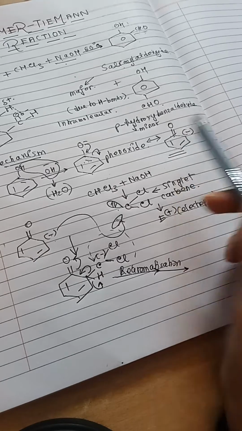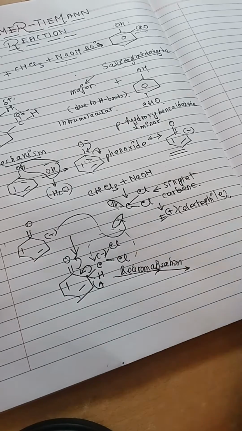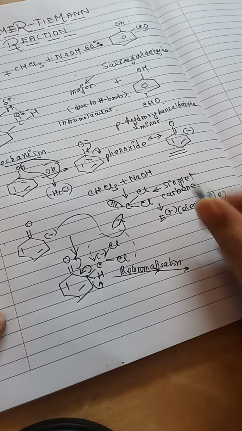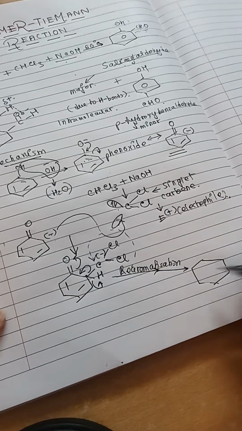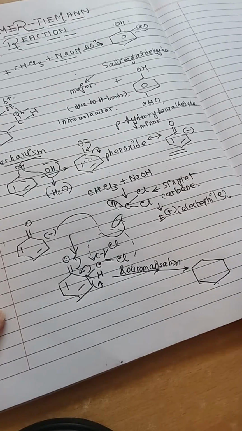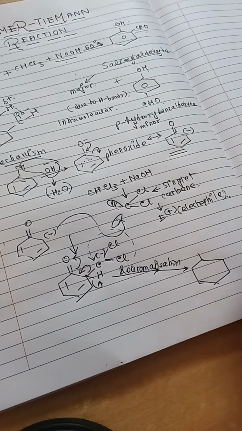Okay? And now again it is rearomatizing, which means it is again forming an aromatic compound like it was before. So because of that, this step is known as rearomatization. Okay? So now what is going to happen after all this rearrangement?